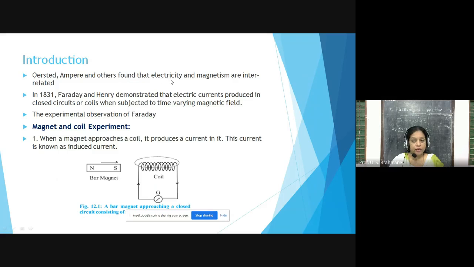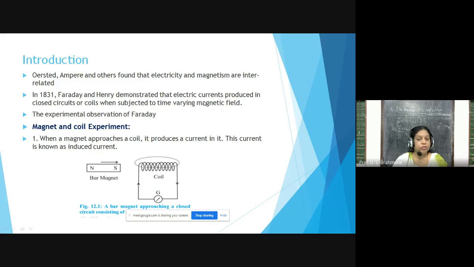So because of electric current, there is a magnetic field. So Oersted and Ampere thought, is there any converse? Converse in the sense, is there electric current due to a magnetic field? That we are going to see in this chapter. And Faraday and Henry in 1831 demonstrated that electric currents are produced in closed circuits or coils subjected to a time-varying magnetic field.